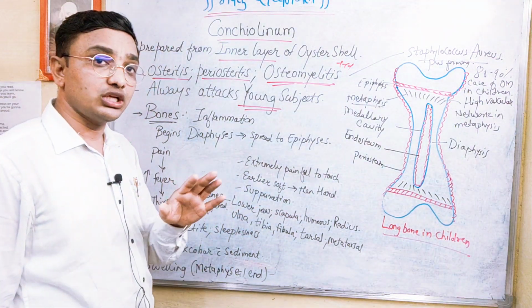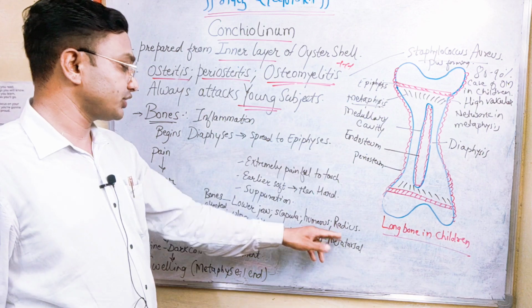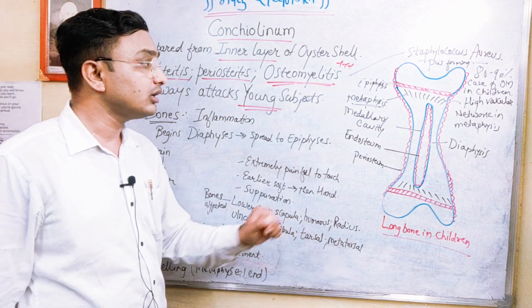The bones which are mostly affected are the lower jaw, scapula, humerus, radius, ulna, tibia, fibula, tarsal and metatarsal bones.